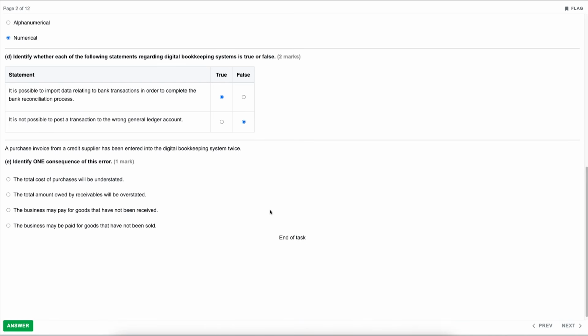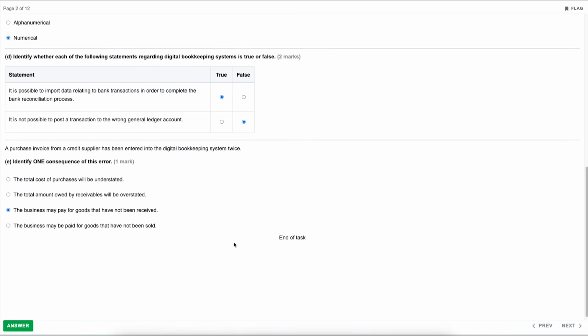So think about what we're doing here. We're entering in a purchase invoice to a credit supplier to say, this is how much we owe this particular supplier. Now, if we've accidentally entered that in twice, that doesn't mean we're going to receive 2 sets of goods. It would be our mistake for entering in the invoice twice. So therefore, it's very possible that we may accidentally pay both of those invoices, but only receive 1 set of goods. So that would absolutely be a consequence of entering in a purchase invoice twice.